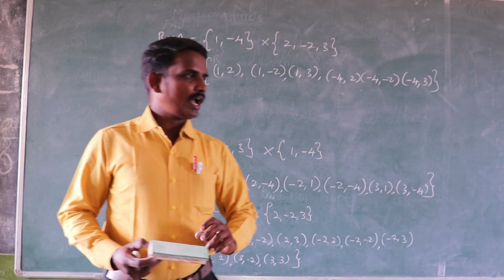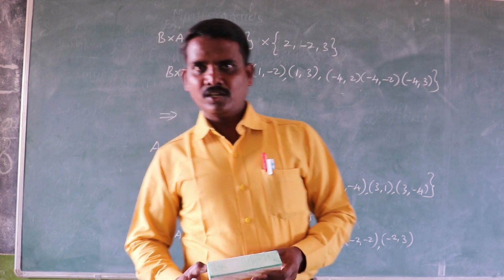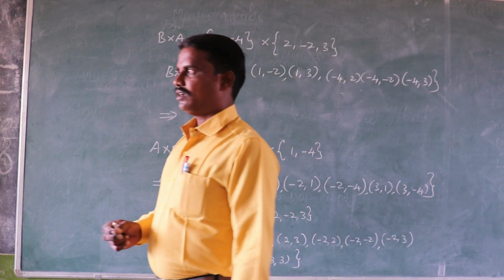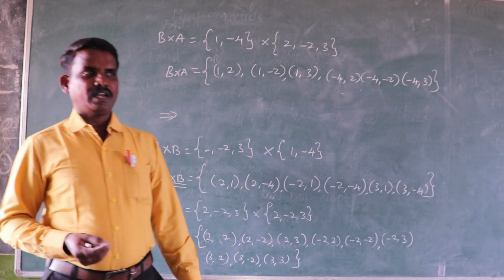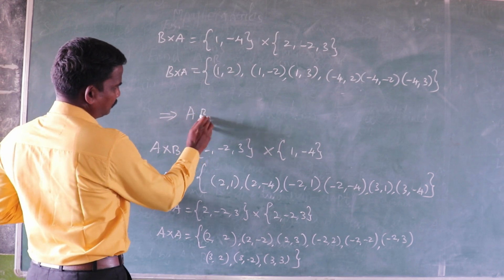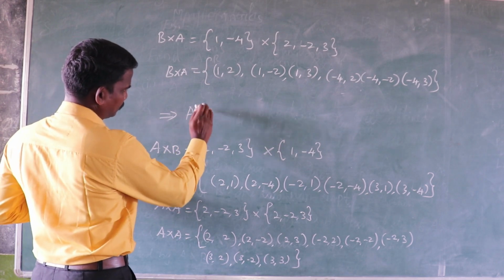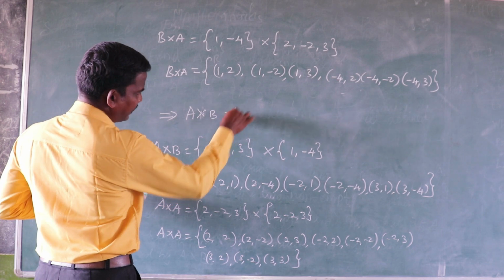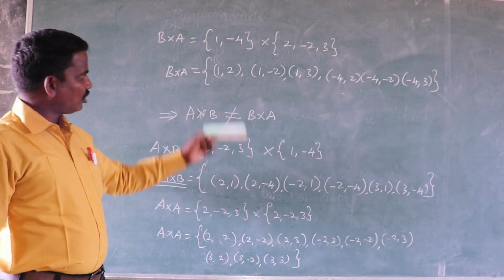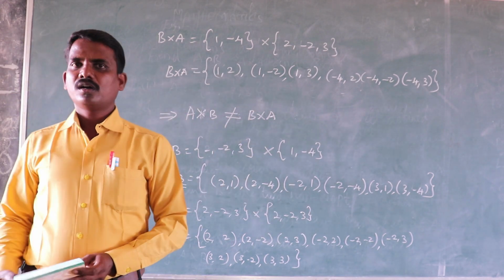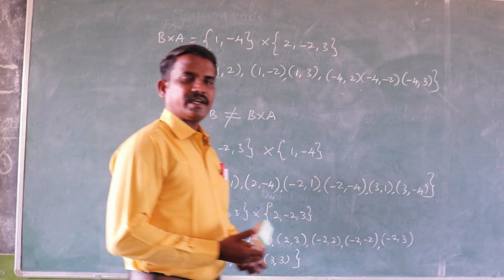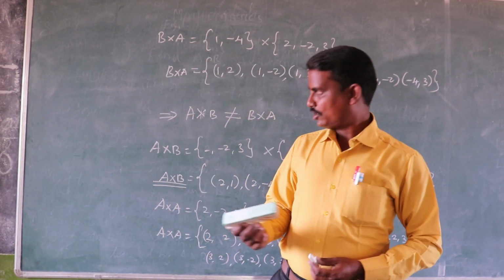So this implies, though in this question we cannot ask that one, some questions mention: check whether A cross B is equal to B cross A, or is this true. That means here we can write A cross B is not equal to B cross A, because the ordered pairs are not equal. Okay, can you understand? Now go to the next one.